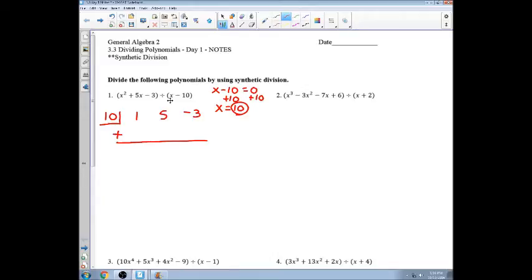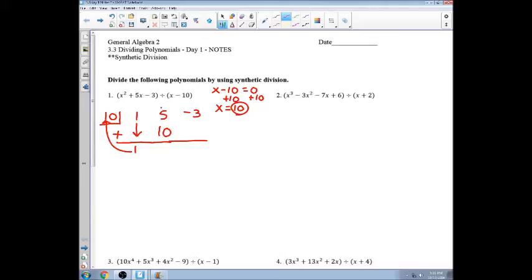All right? Now, to start, I'm going to bring down this 1 and put it below the line. What I do from here is I take 1 times 10. 1 times 10 is 10, right? So I'm going to put the 10 under the 5. So I went from this point up to here after I multiplied the 1 and the 10, right? That is the process. You must memorize this process. Okay? 1 times 10, I put the 10 under the 5.